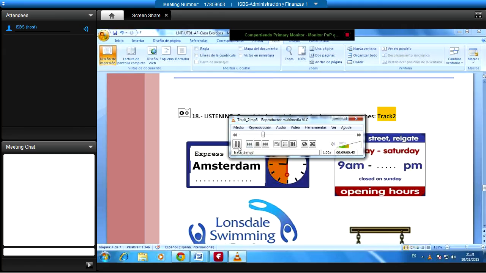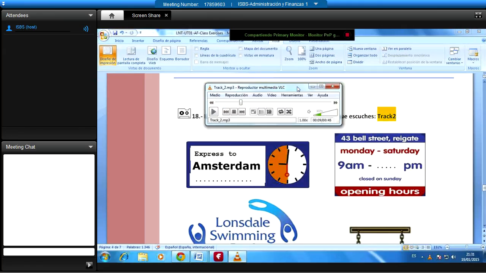2A. When does the train leave? At 11:05. Okay, sorry. I want to change the volume. Do you know what to do? ¿Lo han entendido cómo es? Sí. Yes? Okay. In this order, from left to right.